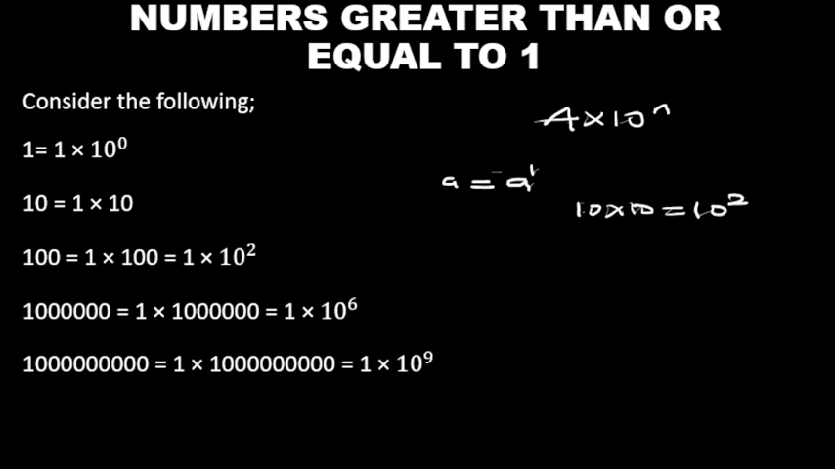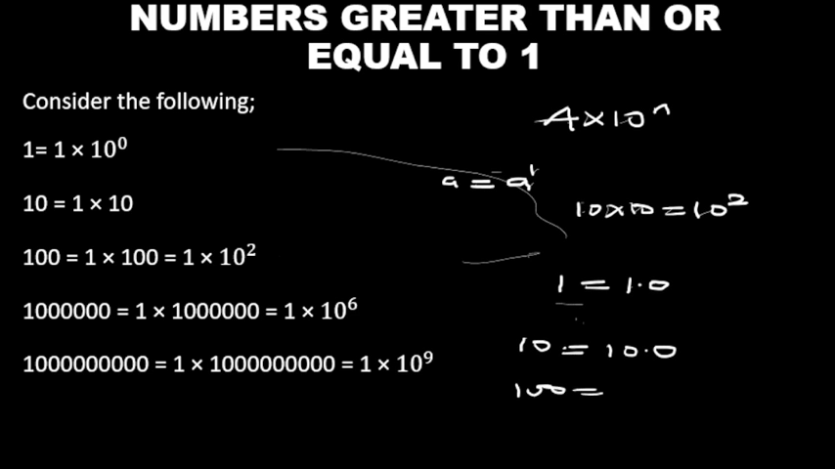So if you look at all these formats, I can give you a straightforward method to simply express numbers greater than 1 in standard form. Now, 1 is the same thing as 1.0, isn't it? 10 is the same thing as 10.0. Please take note. 100 is the same thing as 100.0.